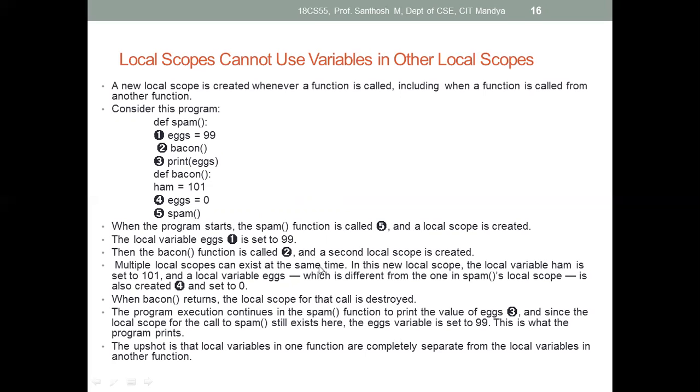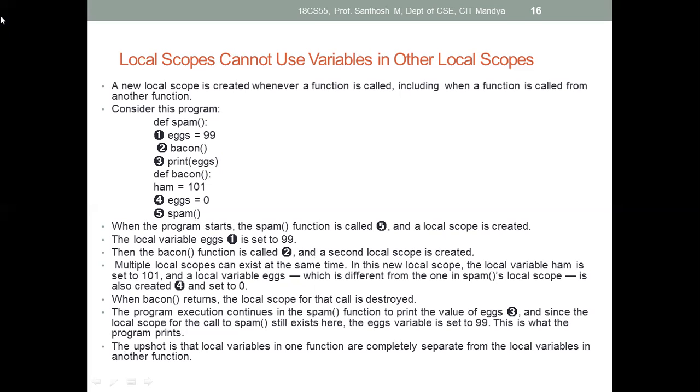After that the bacon function is called, and a second local scope is created. Multiple local scopes can exist at the same time. In this new local scope, the local variable ham is set to 101, and then local variable x, which is different from the one in spam's local scope, is also created and set to 0. This ham and x belong to bacon. When bacon returns, the local scope for that call is destroyed. The program execution continues in spam, then the function prints the value of x. Since the local scope for the call to spam still exists, the x variable is 99. This is what the program prints.